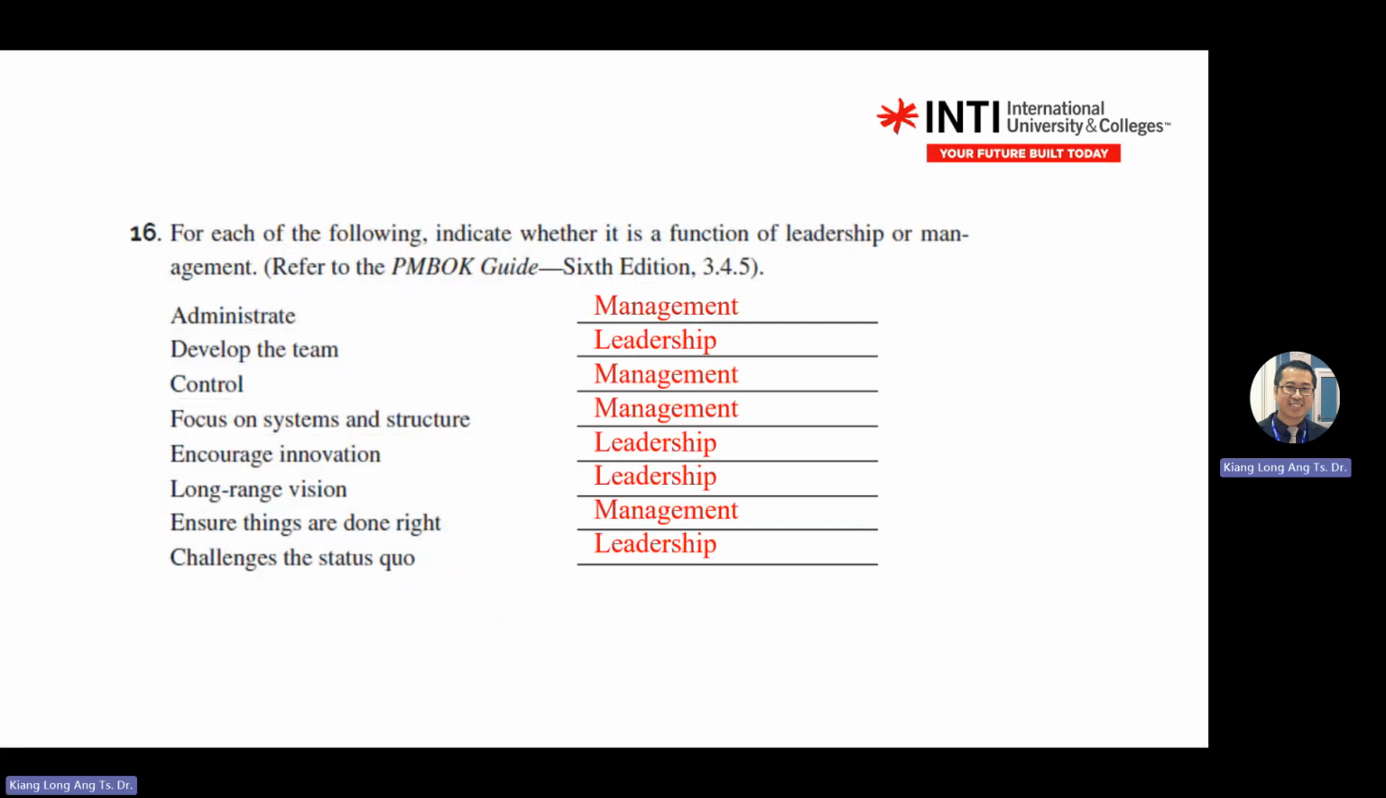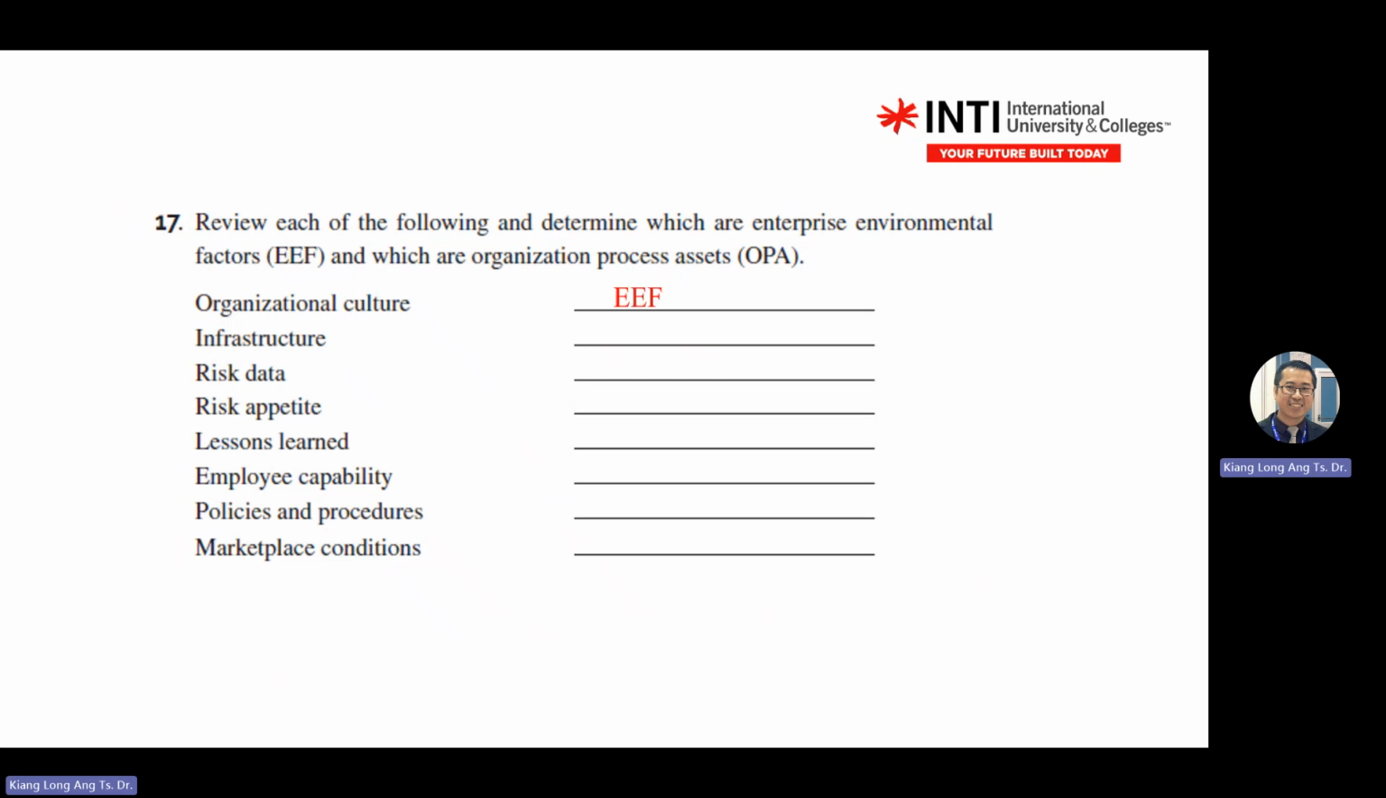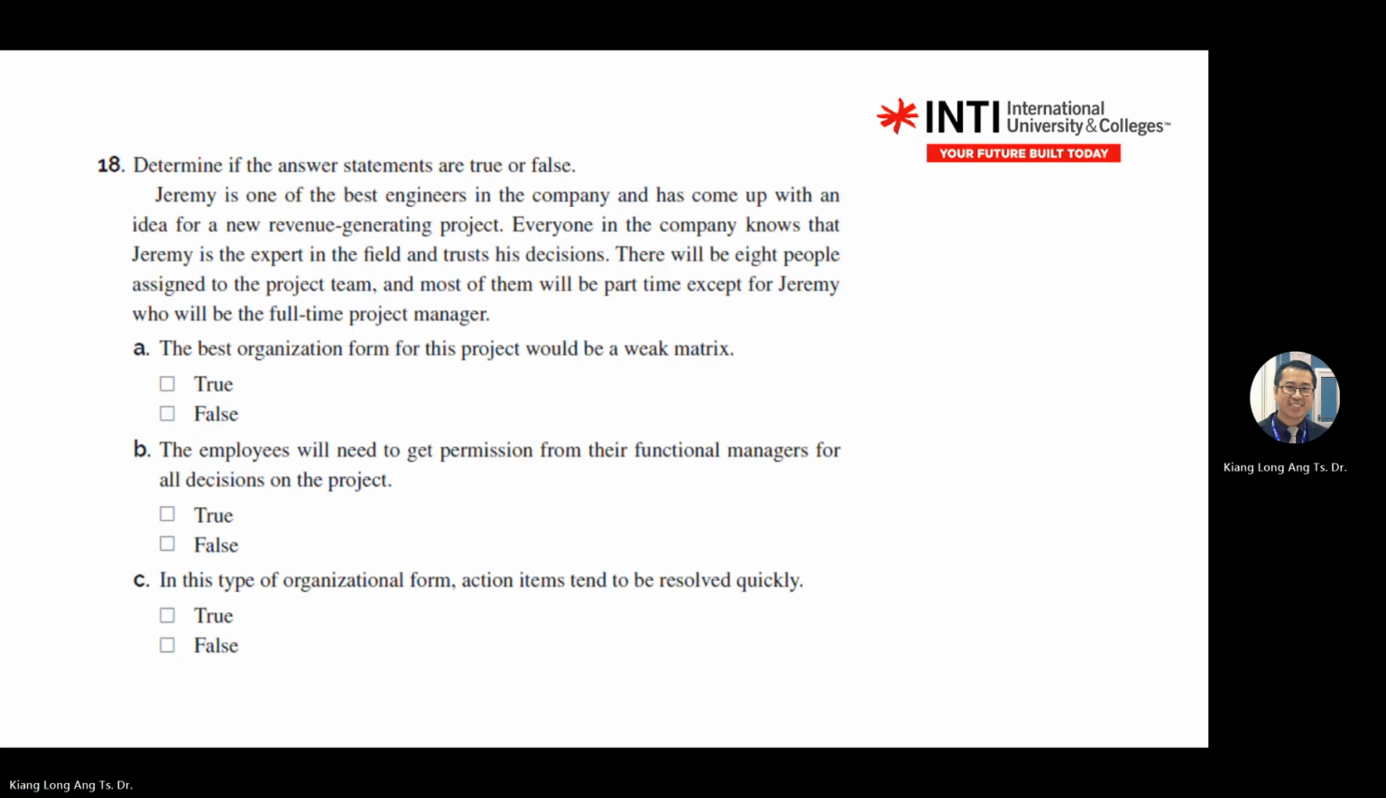Okay, so this one also you read lah. This is outside our scope, right? Okay, this one is a question on true or false. So question 18 is a statement, true or false. You read the statement, it gives you a scenario. It's the best engineer in the company. So three talent triangle: technical skill, leadership, and business skill.